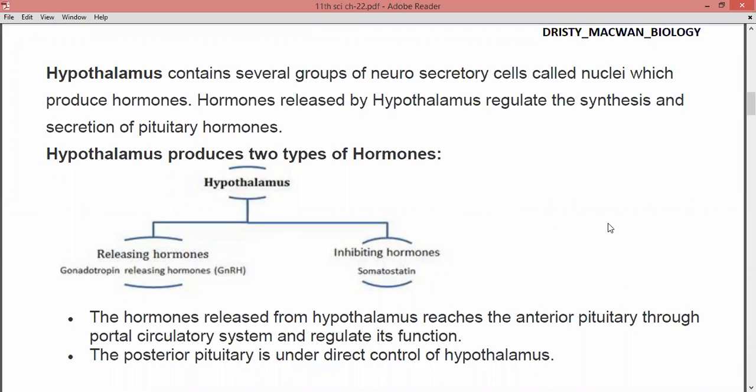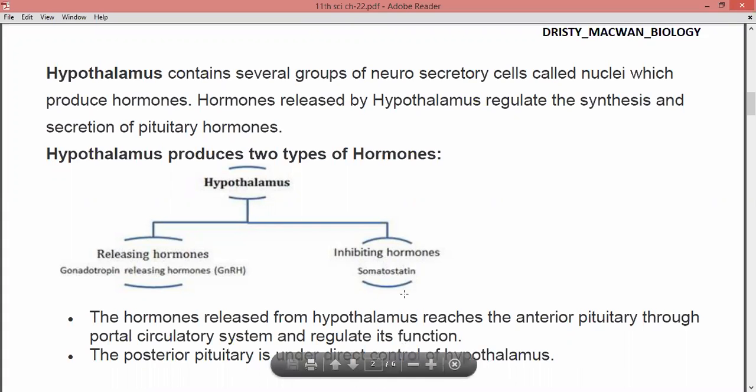The hypothalamus produces two types of hormones, right? The first is the releasing hormone, simplified as RH. The second is the inhibiting hormone, that is, hormones which inhibit secretion, or we can say they inhibit several things, right? An example of a releasing hormone is gonadotropin releasing hormone, that is GnRH. And the inhibiting hormone example is somatostatin, right?